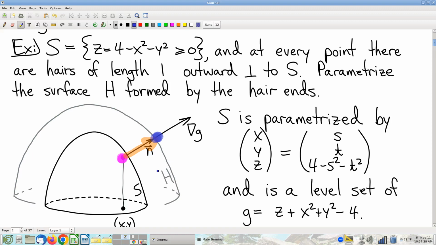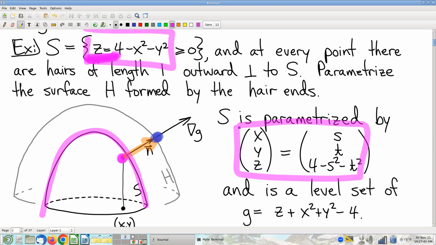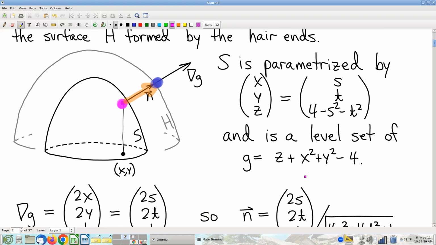Right. So here we go. The purple point, well, that's on this surface. That surface is a graph, and so I'm going to use the graph parameterization. So writing down a formula for the purple point is old news. Everybody with me so far? Okay. All right. What about the orange, though? What do I do with the orange?